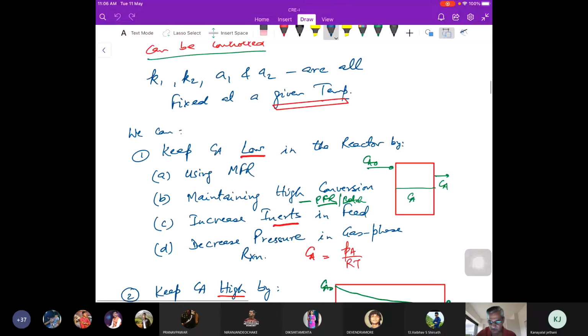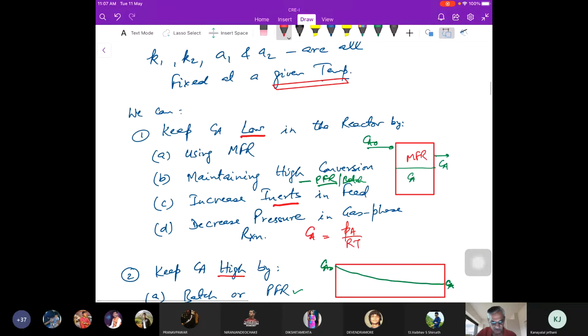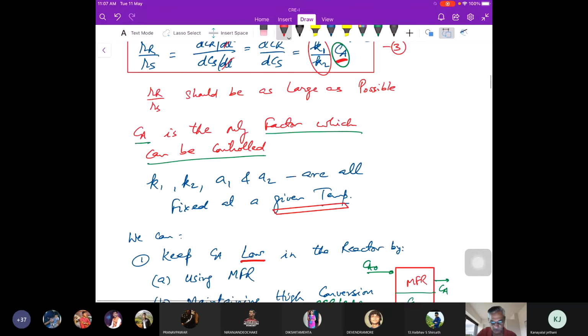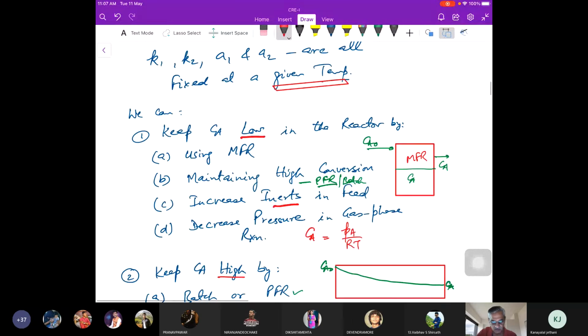Mixed flow reactor always has low concentration of reactant because if the feed concentration is Ca0, the concentration in the reactor is always Ca, which is the final concentration. So it is always low compared to PFR. Another thing is if you are using a PFR or batch reactor, then you should have high conversion. So if the conversion is high, naturally the value of Ca or concentration of A will be low.